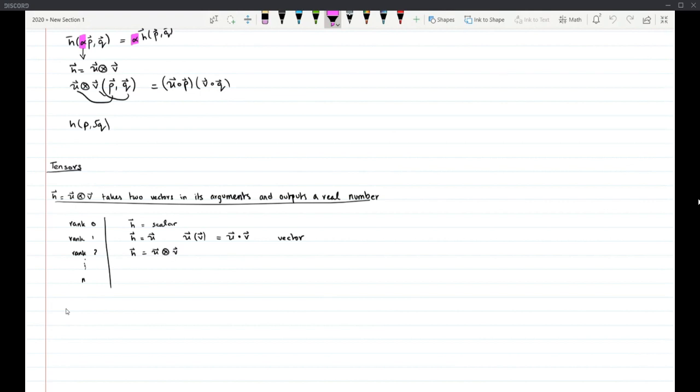So what could you expect a rank 3 tensor to look like? You'd have U cross V cross W. And what does that mean? It means that it will input 3 vectors. Now, it eats 3 vectors to give you a real number. So in general, you can have a rank n tensor, which takes cross, cross, cross. It takes any number of vectors from 1 to n. I've written this alternatively.